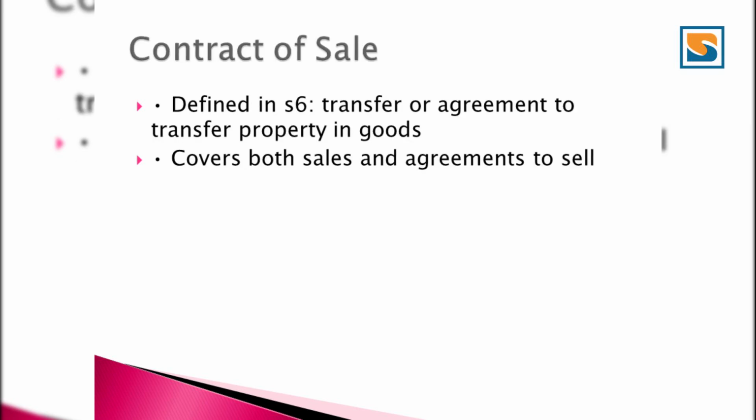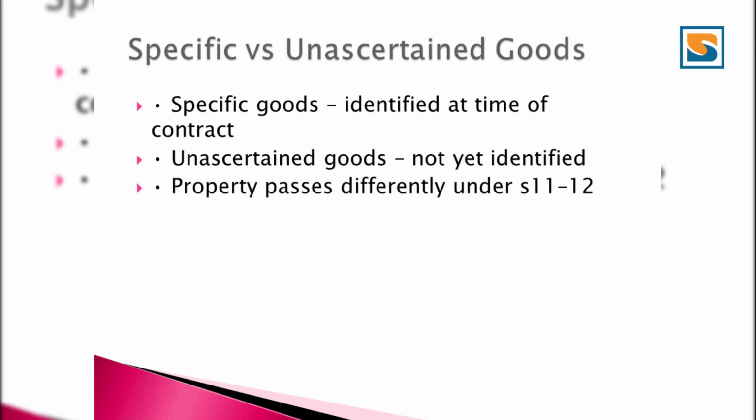Section 6 of the Goods Act defines a contract of sale as one where the seller transfers or agrees to transfer the property in goods. This definition covers both immediate sales and agreements to sell at a future time. It's important to distinguish specific from unascertained goods. For specific goods, property can pass immediately. If they perish before the contract, the agreement is void. For unascertained goods, property doesn't pass until they are identified and appropriated to the contract.